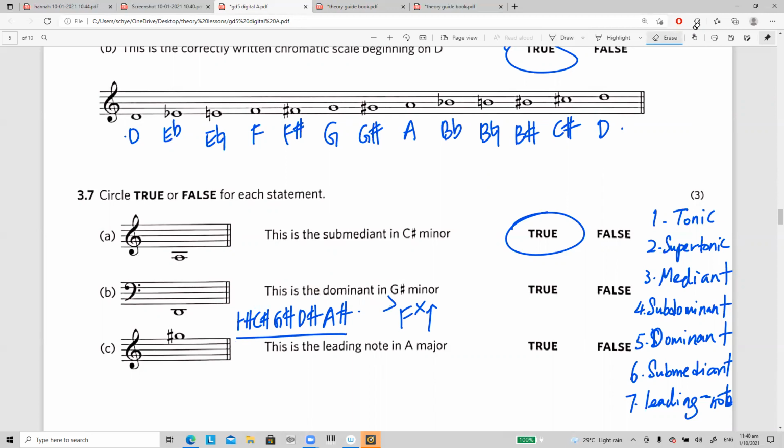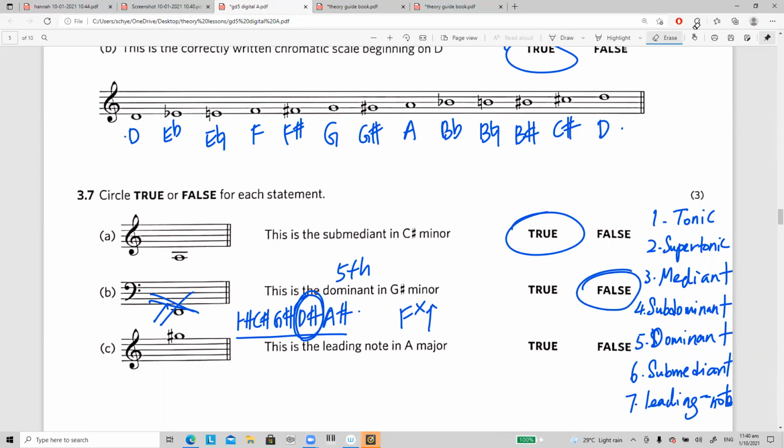But this one has nothing to do with the leading note. They're asking about the dominant, which is the 5th note. So G, A, B, C, D. The 5th note from G is D. So the D should have a sharp. But this D has no sharp, so this one is the wrong answer. The answer should be false.